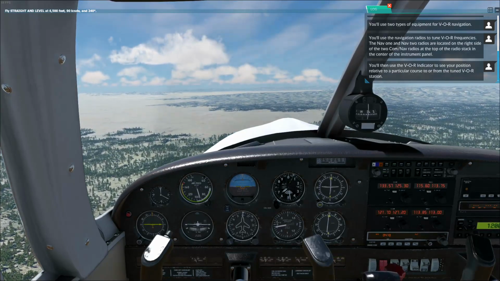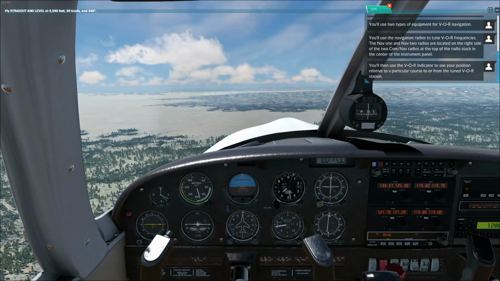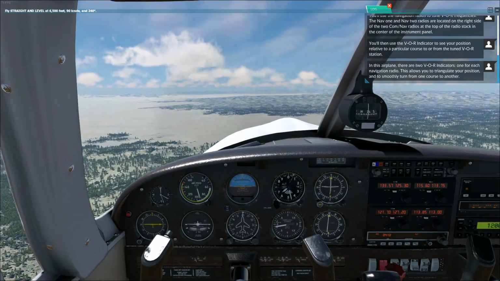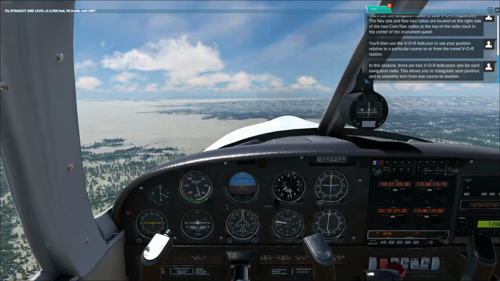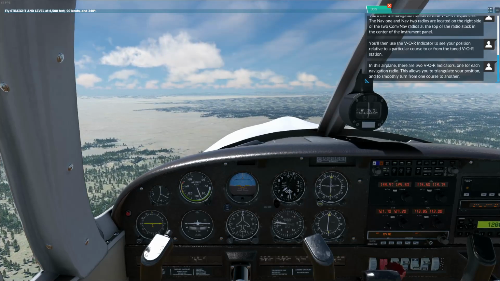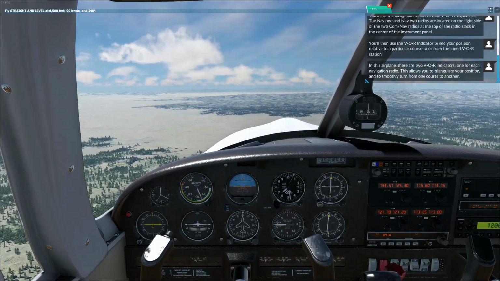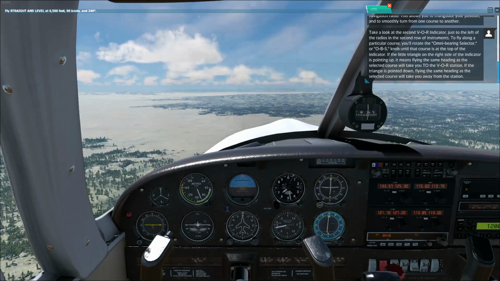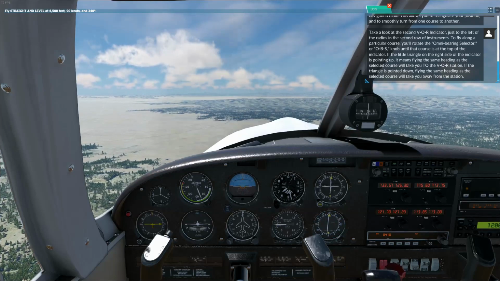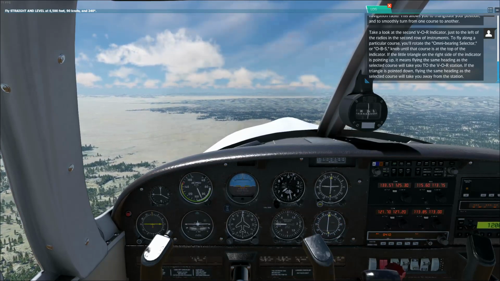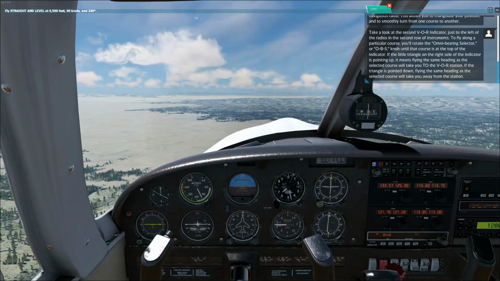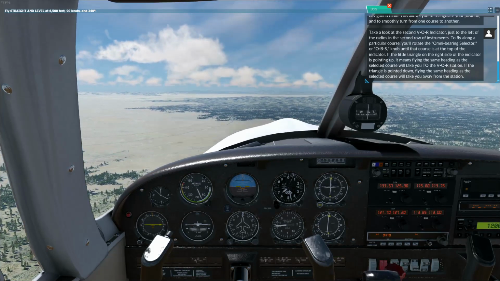Then use the VOR indicator to see your position relative to a particular course to or from the tuned VOR station. In this airplane, there are two VOR indicators, one for each navigation radio. This allows you to triangulate your position and to smoothly turn from one course to another. Take a look at the second VOR indicator just to the left of the radios in the second row of instruments. To fly along a particular course, you'll rotate the Omni Bearing Selector, or OBS knob, until that course is at the top of the indicator.